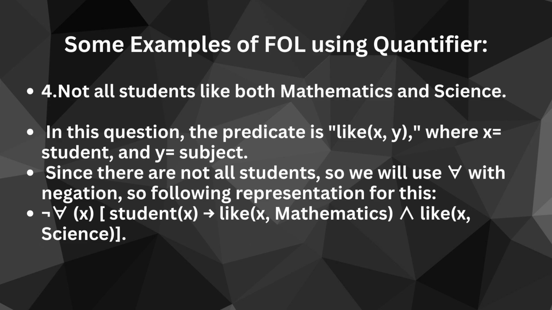The correct representation should be: not for all x, student(x) implies like(x, mathematics) and like(x, science). This translates to: it is not the case that for all students x, if x is a student, then x likes both mathematics and science.